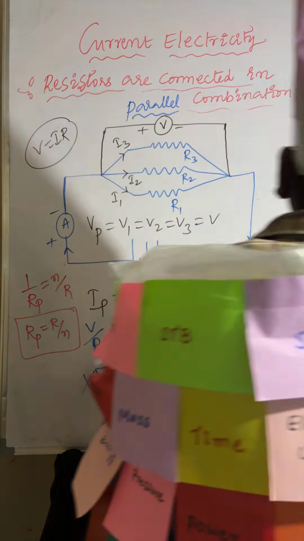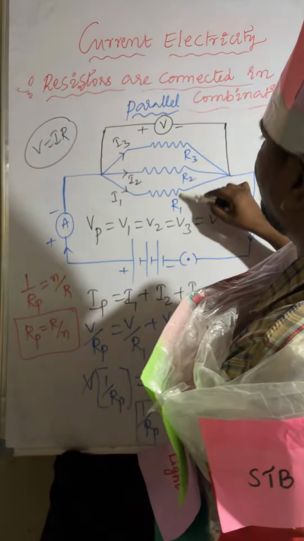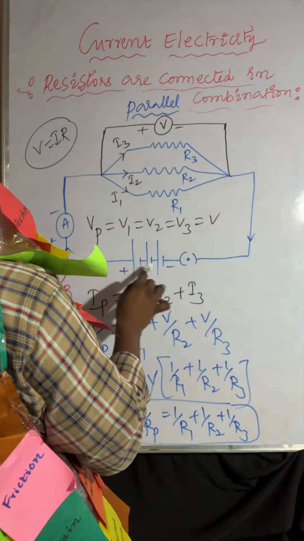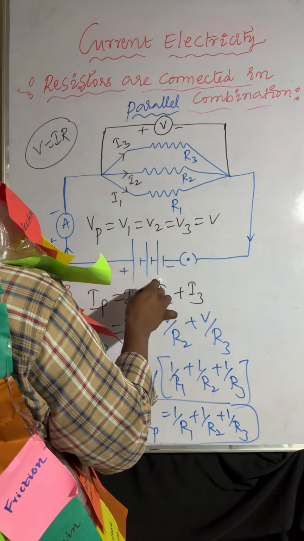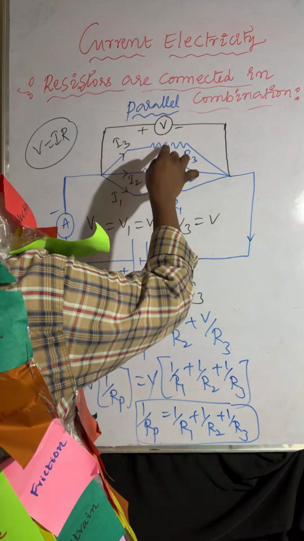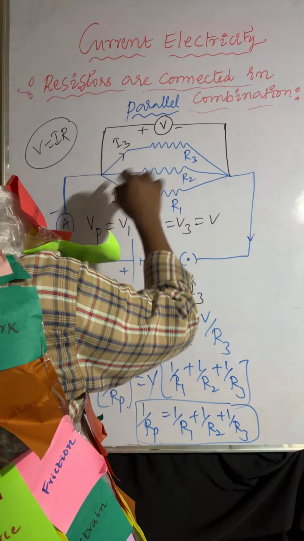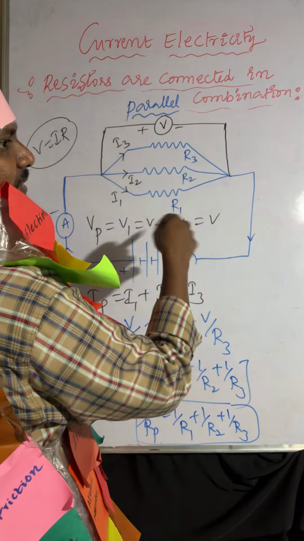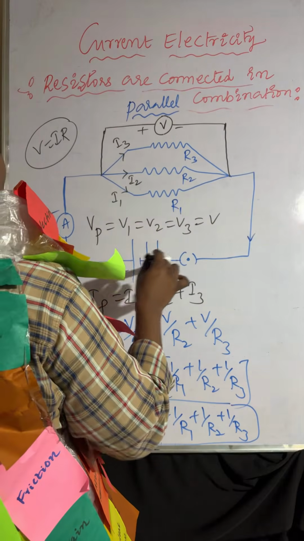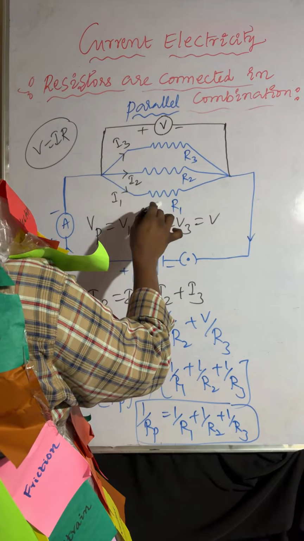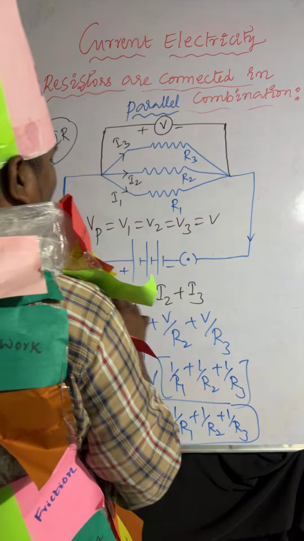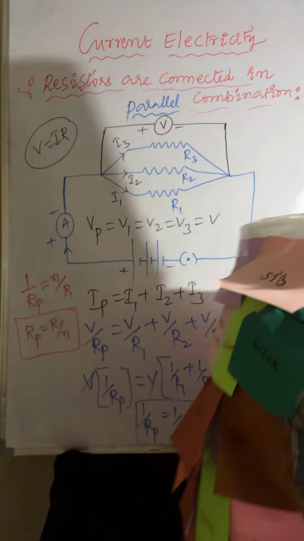So here you can observe R1, R2, R3 are connected in parallel combination. That is connected to the battery. So here potential difference is connected across R1, R2, R3, and the potential difference is the same. We know the current is dividing into I1, I2, I3, so IP equals I1 plus I2 plus I3.